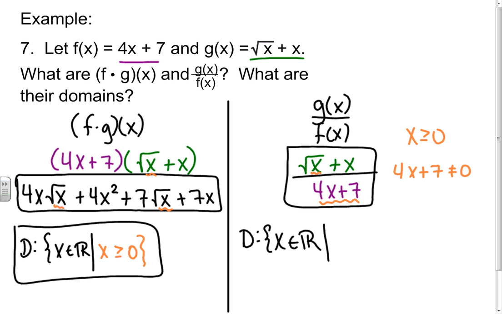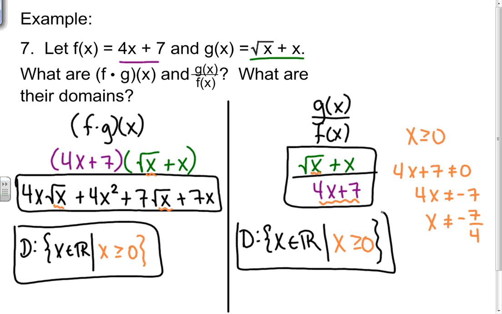If I solve that for x, subtracting 7 gives me 4x doesn't equal -7. And dividing by 4 gives me x can't be -7 over 4. That expression isn't necessary because I've already said that x has to be bigger than or equal to 0. So I don't need that as my domain restriction. All I need is the greater than or equal to 0.